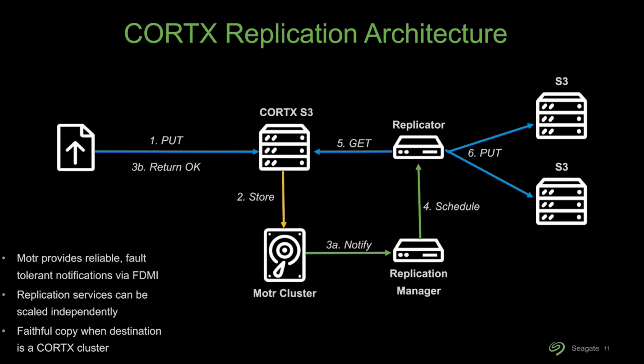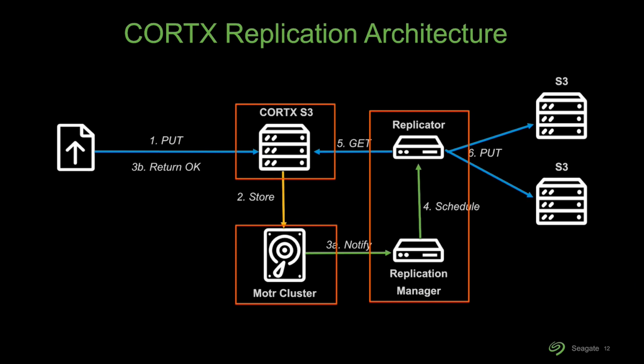And then we have a connection to the replication manager, which is done using Motor's FDMI interface, which I'll talk about later in the talk, which is a publish-subscribe mechanism for different events that happen in the system. And then again, we have the replicator that's doing the actual gets and puts, and that's just using normal S3 APIs to get the object from the local cluster and send it out to target destination clusters. So for the remainder of the talk, I'll be going into the different components that we have in CORTX that make up the solution.